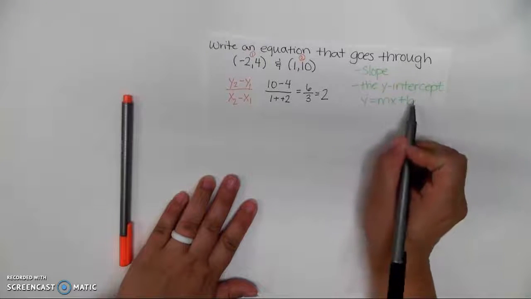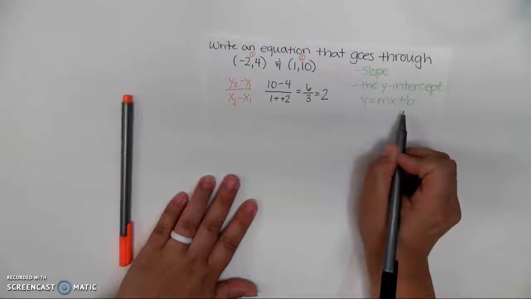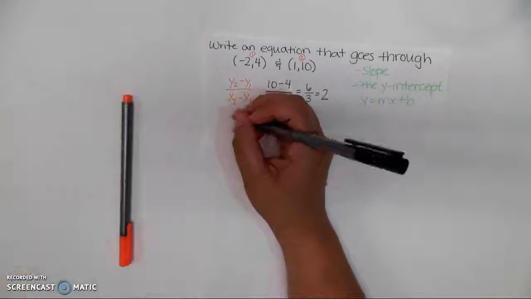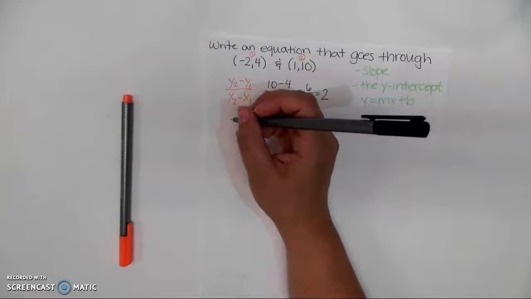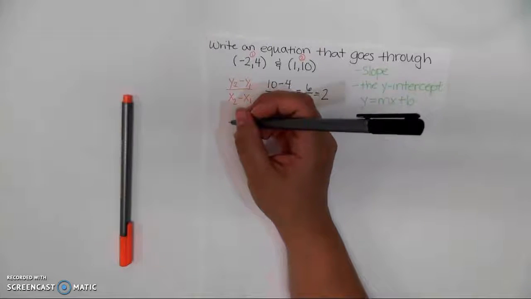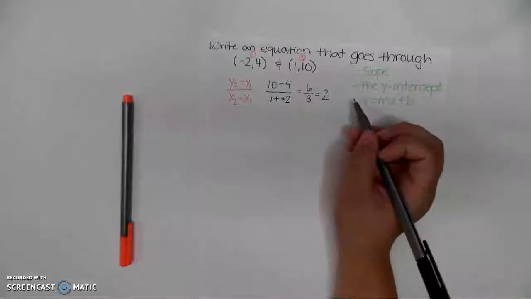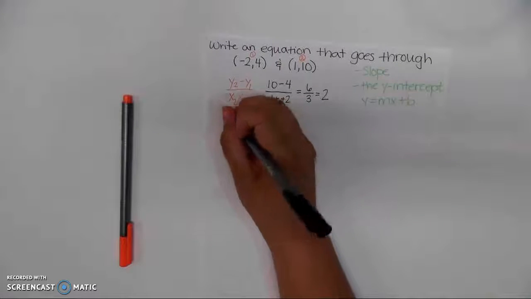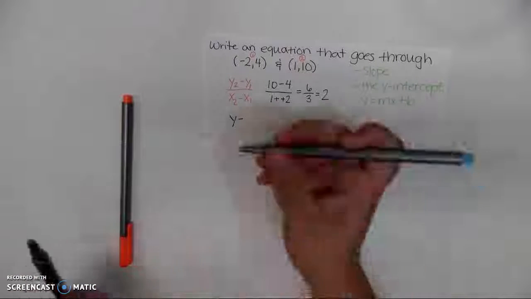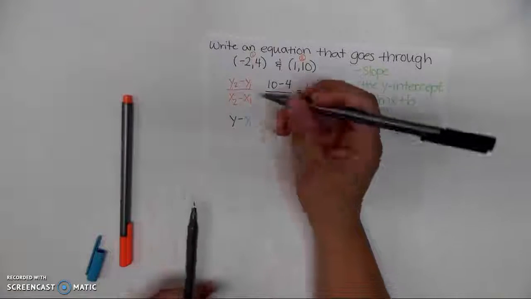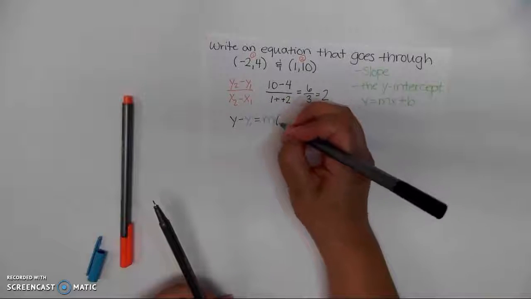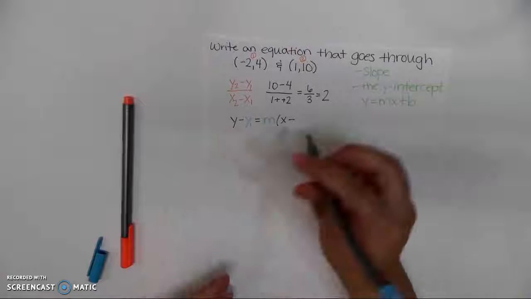While we eventually want to get it in y equals mx plus b form, there's an awesome formula called point-slope formula, and it allows us to not have to plug in x and y into slope-intercept form, so we don't have to solve to find our b. And this formula is y minus y1 equals m times x minus x1.